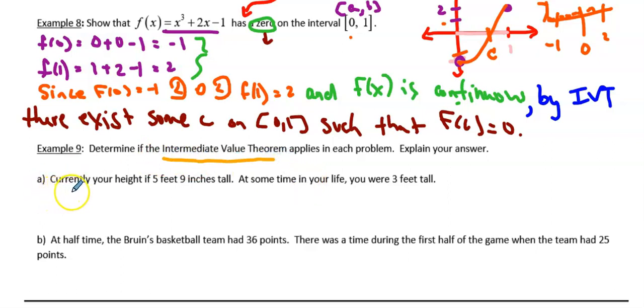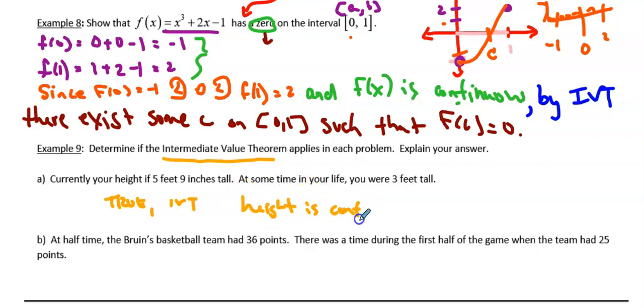So if you think about example A here, first of all, the question says, determine if IVT applies in each problem and then explain your answer. So it says, currently your height is 5 feet 9 inches tall, right? At some time in your life, you were 3 feet tall. And so we know that this has to be true, and we know this by IVT because height is continuous.